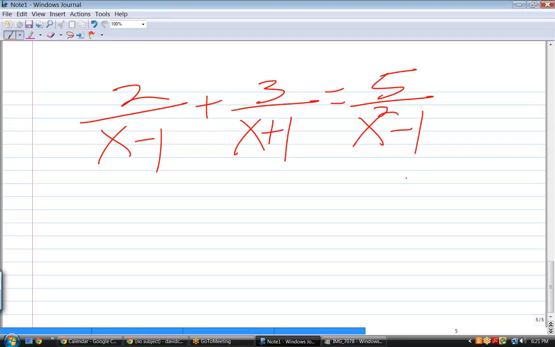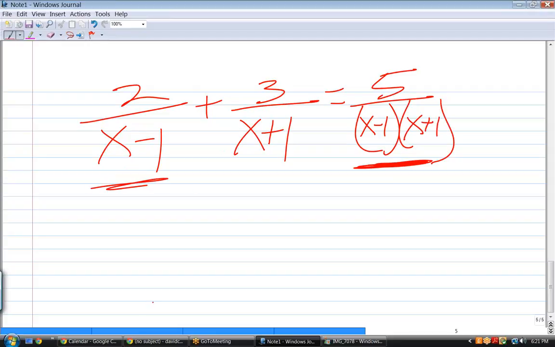See the similarities? Yeah. This factors into x minus 1 times x plus 1. So that's when I, first of all, I'm going to factor it so that I see that. And now, second of all, I can see that if I multiply every term in my equation by that product, I will lose that denominator, I will lose that denominator, and I will lose that denominator.